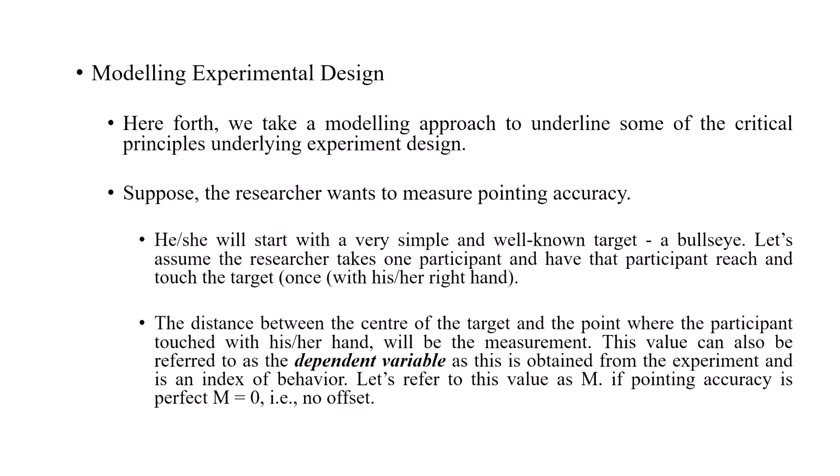So the participant goes and touches the bullseye. The distance between the center of the target, the exact accurate position, and the point where the participant touched with his or her hand is the measure that you want to take. This is the dependent variable. If this distance is 0, then the participant has absolute accuracy, perfect performance. If this is too far off from the center, then you have a value which gives you the disparity, the offset. So offset is your dependent variable.